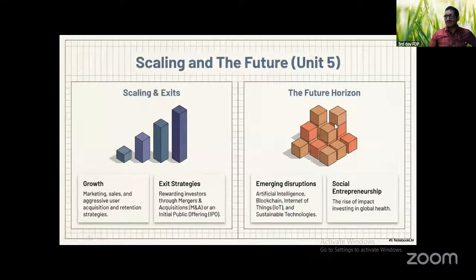Next is scaling and the future. Scaling means growth. How to grow your product or prototype into a vast market by using marketing, sales, and aggressive user acquisition and retention strategies. Exit strategies. Exit means rewarding investors through mergers and acquisition. By you can invest or divest. Next is future. What are the disruptions? You should have the latest knowledge of artificial intelligence, blockchain, IoT, and sustainable technologies. Social entrepreneurs, impact investing, all these things you should have knowledge of.